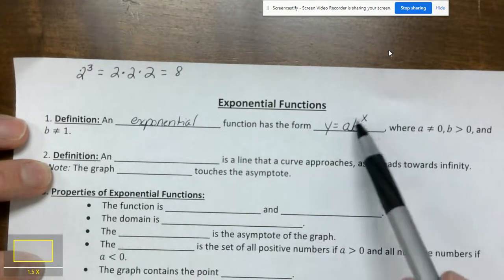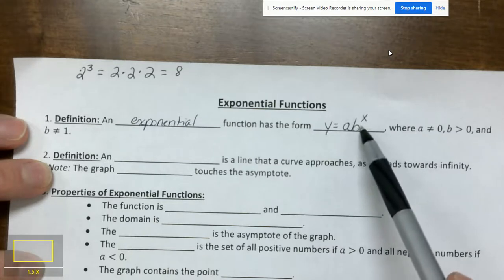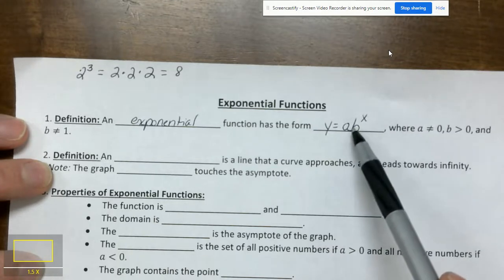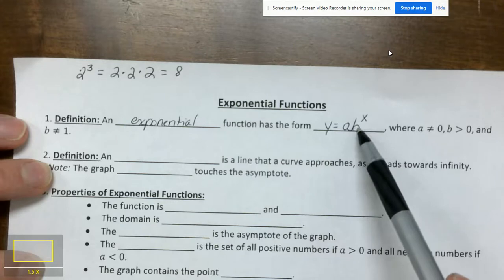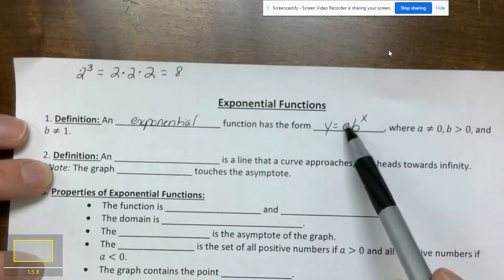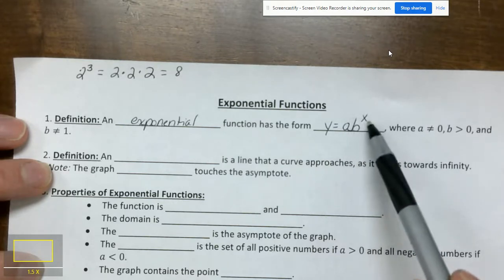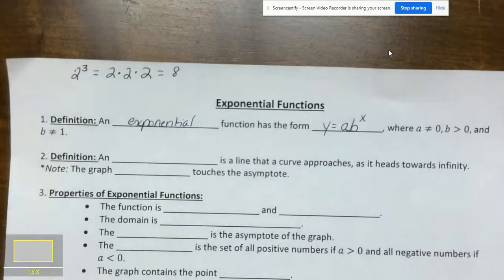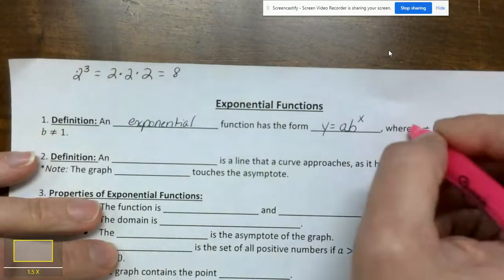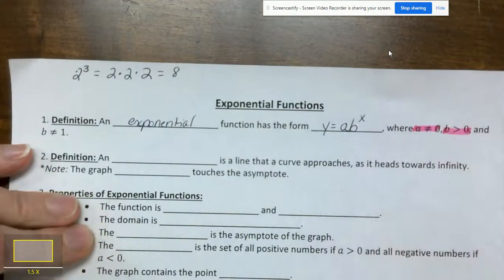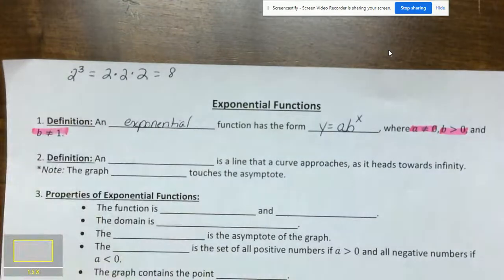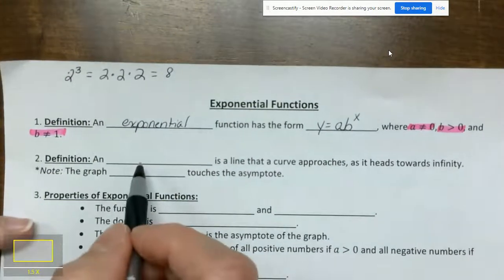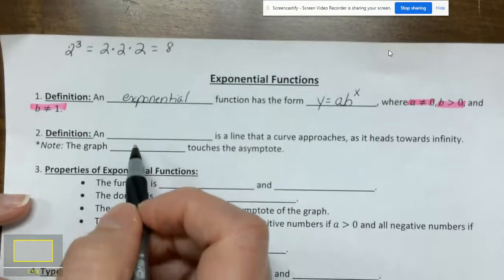Because, of course, if it was a 1 here, if we raise 1 to any power, we're just going to get 1. So a times 1 would just be whatever this a is, and we wouldn't have an exponential function, okay? So these stipulations that you are given here are very important, so you may want to highlight those. A cannot be equal to 0, B has to be greater than 0, and B cannot be equal to 1, okay?